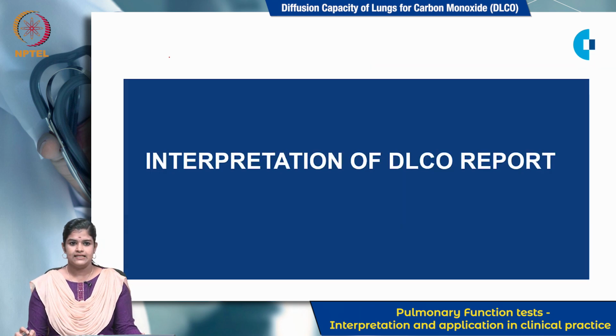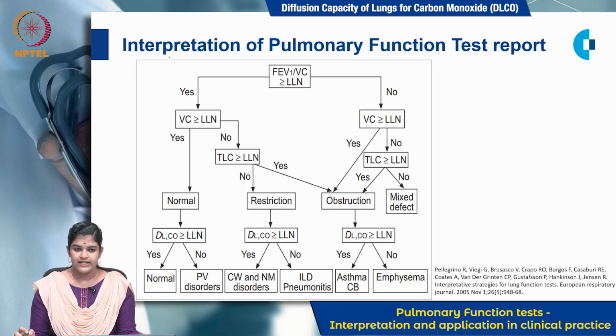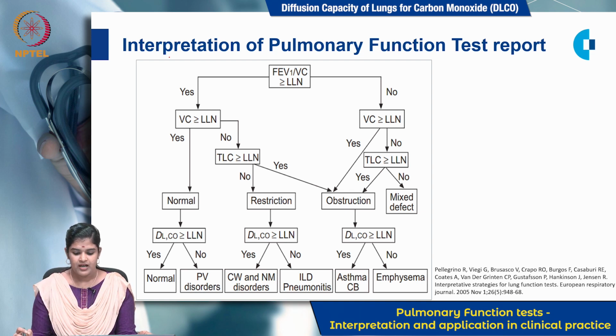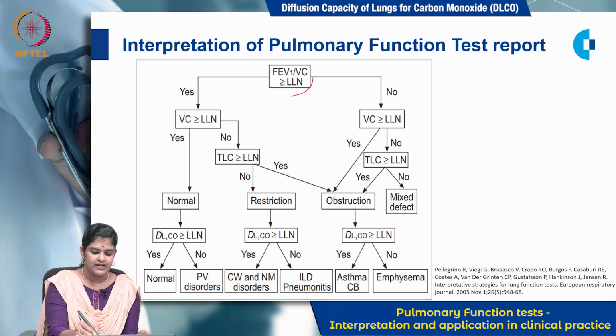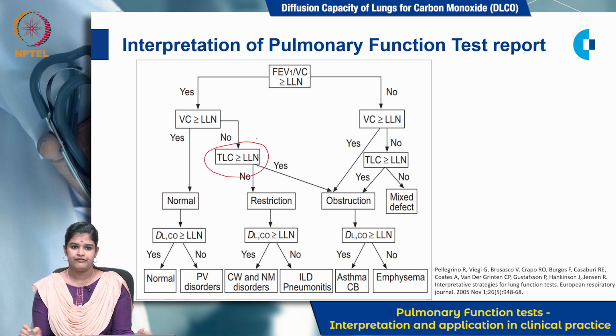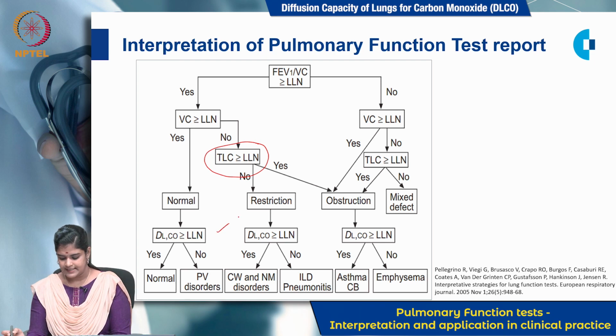Now let us see the interpretation of DLCO report. If we take solely the diffusion report alone, it is difficult to interpret because the only information that will be available is whether the DLCO is reduced or not. In order to identify the underlying respiratory disease, we need a complete PFT report, which is composed of the spirometry report, lung volumes, and then a body plethysmograph report. Only then can we finally interpret the DLCO report.